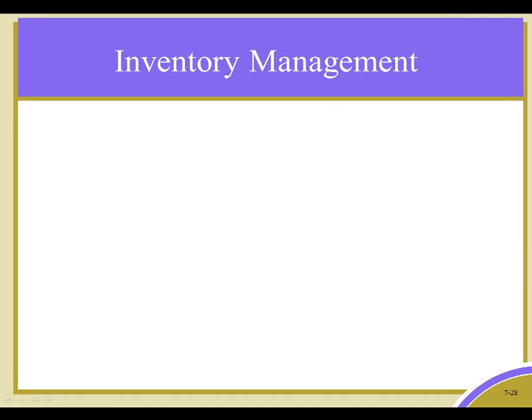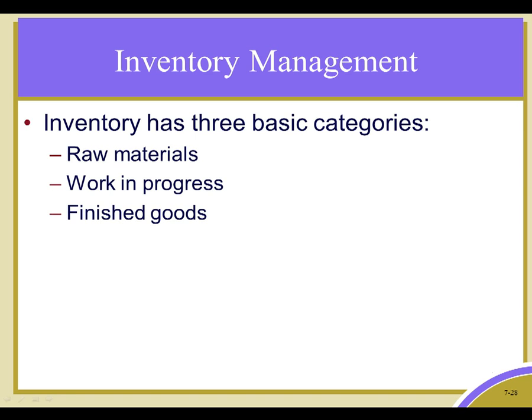The final current asset item that we want to discuss is inventory, and so this section concerns inventory management. Inventory for a manufacturer typically has three basic categories: raw materials, the items that are going to be turned into finished goods later, work in process, where the raw materials are in some stage of production, and finally finished goods, which are ready to be sold to a potential customer.